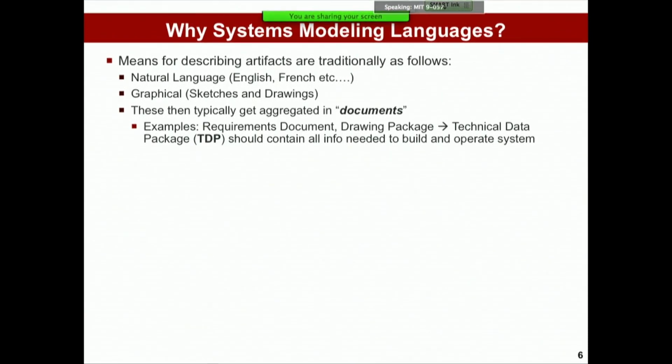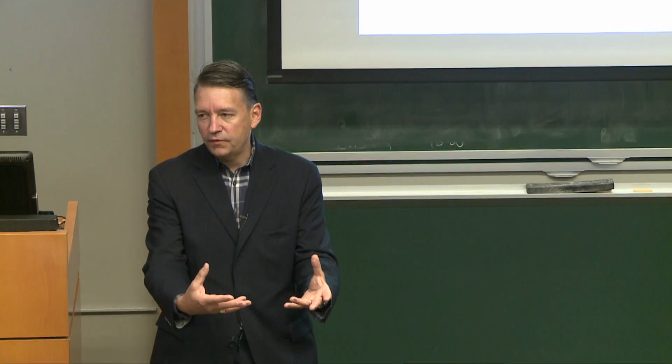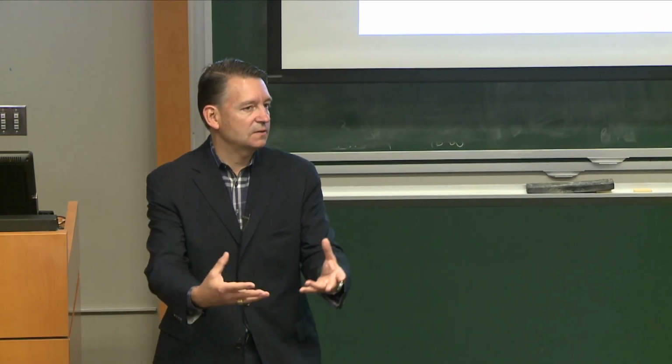So examples of documents would be a requirements document. That's what essentially you're doing in assignment 2. Or a drawing package, right? Even if it's in CAD, it's still essentially a document. So typically in system engineering, all of this gets assembled into what we call a TDP, technical data package. And fundamentally, when you're designing a new system, you're producing a technical data package that has software, drawings, descriptions, and that's the deliverable from the design process, this TDP, technical data package.